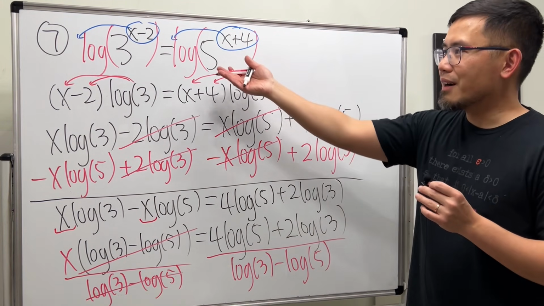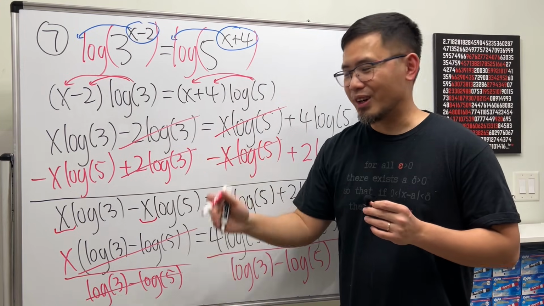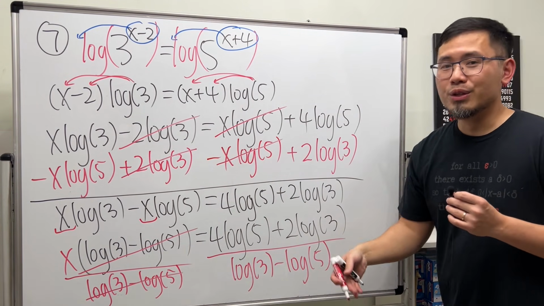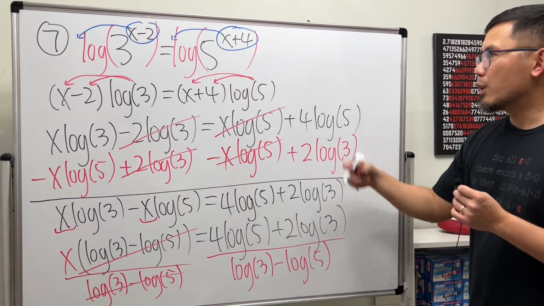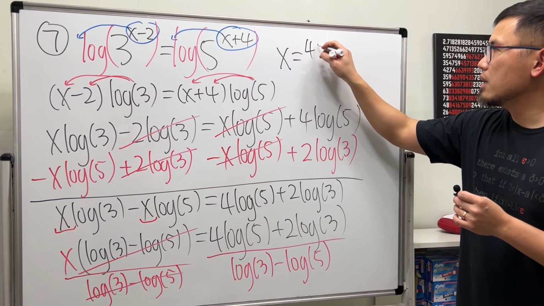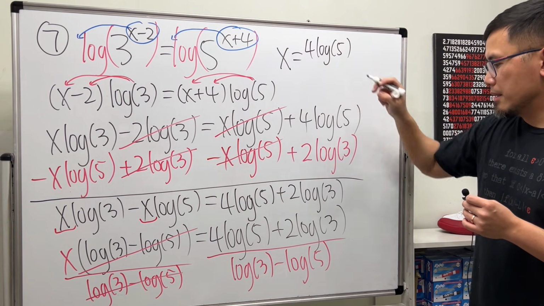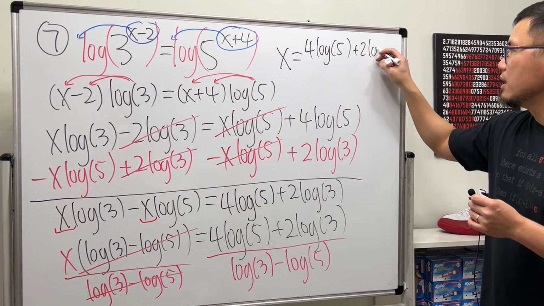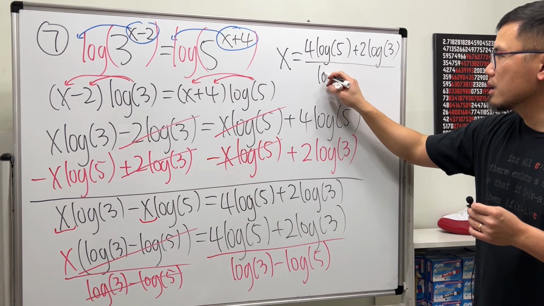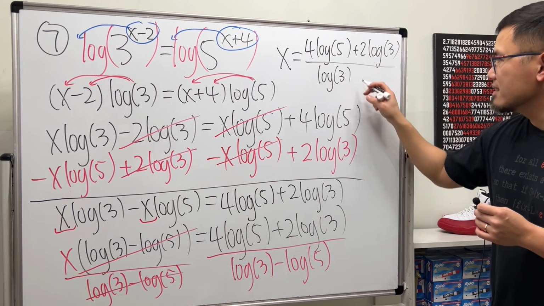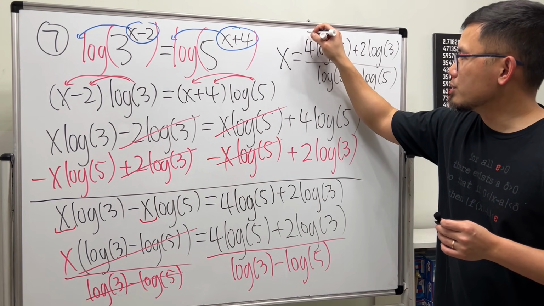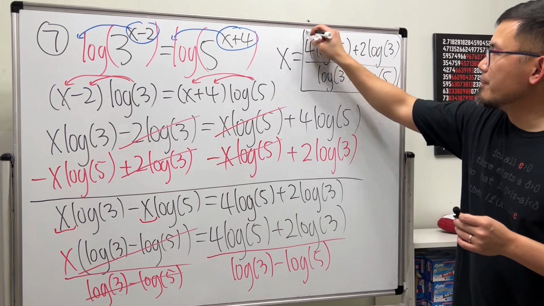And usually when you have this kind of question for your pre-calculus or so, this will be the answer that you present, right? Or you can use a calculator to get the approximate answer as well. I'll write it down nicely for you guys though. x equals 4 log of 5 plus 2 log of 3 over log of 3 minus log of 5. So this right here is the answer.